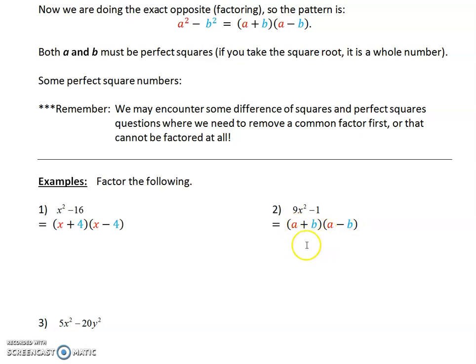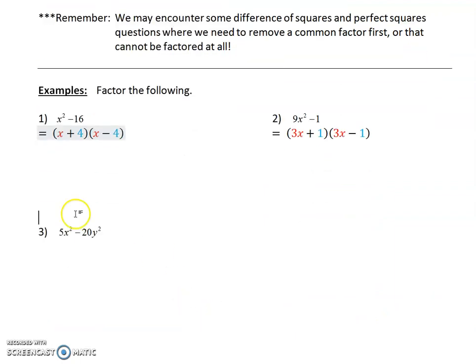Now, in order to get the a's, again, you're going to square root this first term. So the square root of 9 is 3. And then we're going to square root the x squared. All right. To get the b's, you're going to square root that last term. So the square root of 1 is just 1. And that is our final answer.